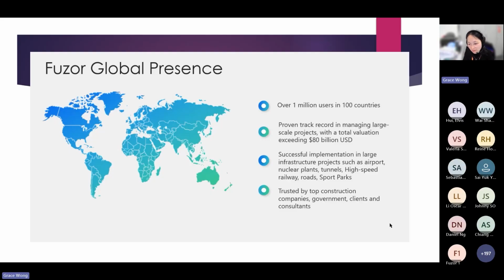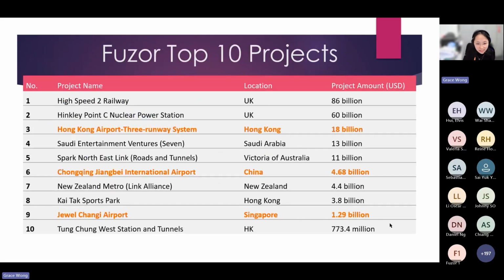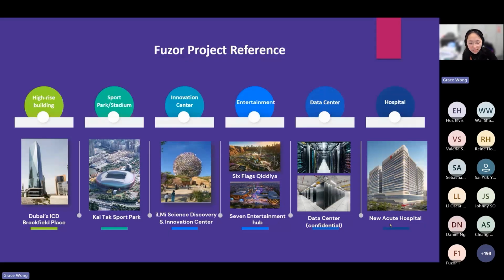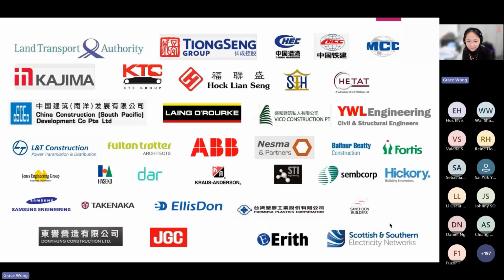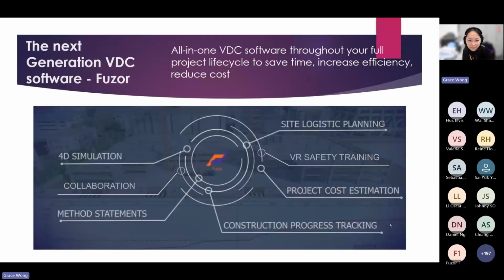Today our speakers are from construction companies or consultants. Our solution is also trusted by governments and clients. Here are some of the iconic projects worldwide. Fuzor is capable for all types of projects. Here's a portfolio of our projects, starting from high-rise buildings, sport parks, entertainment facilities, data centers, and hospitals, and then infrastructure, airports, high-speed railways, oil and gas. Here are some of our customers.